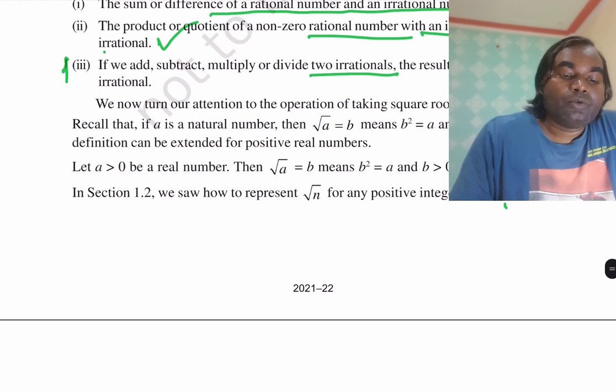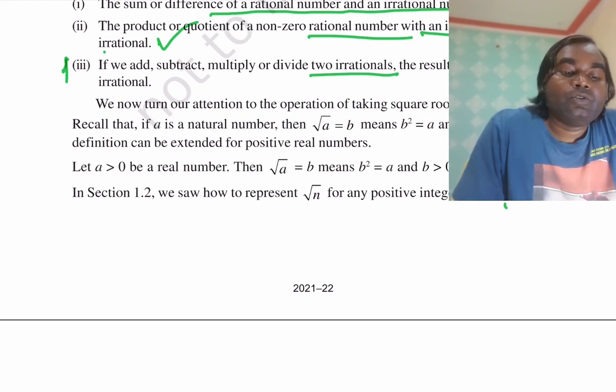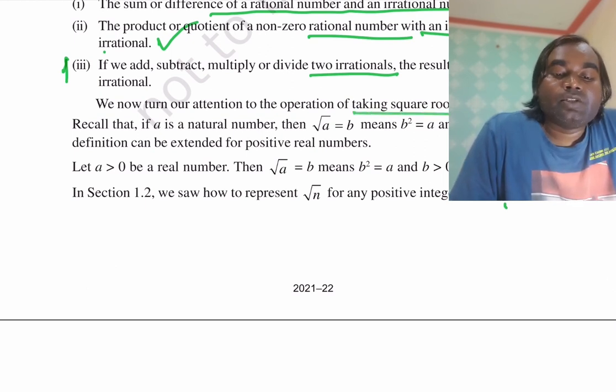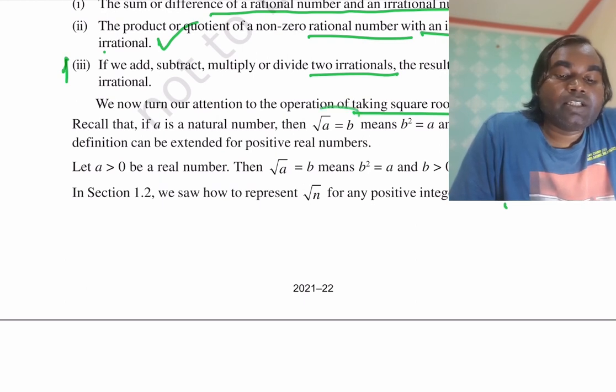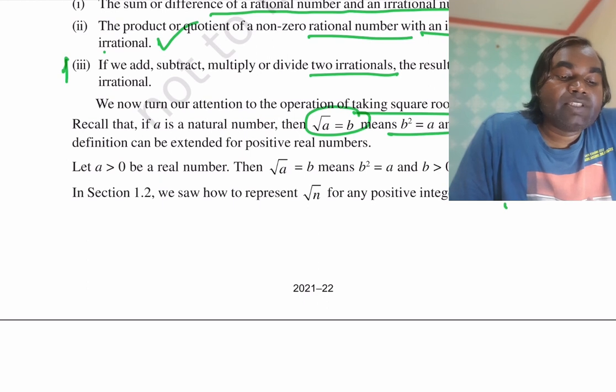Now we want to take the square root of real numbers. So you know that if square root of a is equal to b, then this can be written as b squared is equal to a, and b is greater than 0. The same definition can be extended for positive real numbers also.